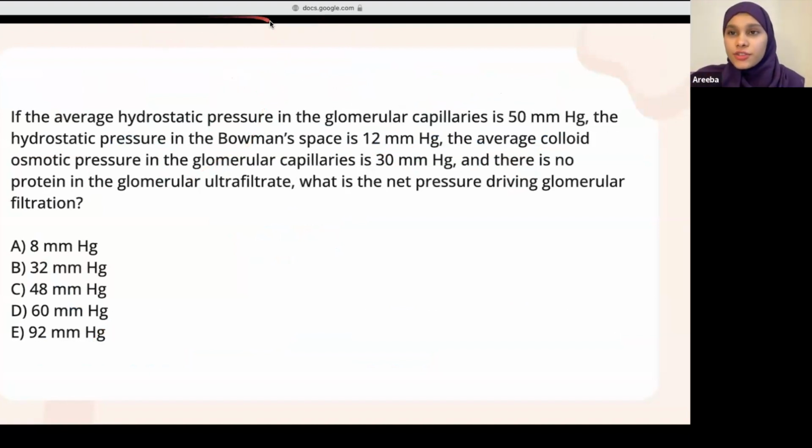If the average hydrostatic pressure in the glomerular capillaries is 50, the hydrostatic pressure in Bowman's space is 12, the average colloid osmotic pressure in the glomerular capillaries is 30, and there's no protein in the glomerular ultrafiltrate, what is the net pressure driving the glomerular filtration?